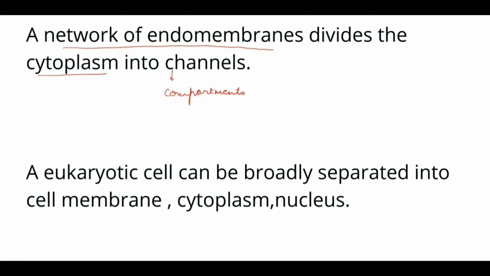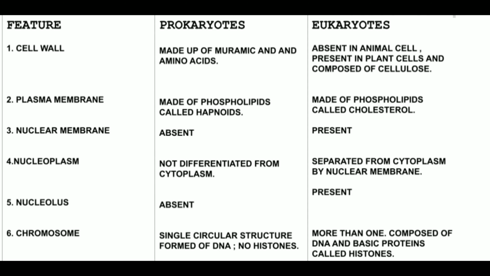And a eukaryotic cell can be broadly separated into cell membrane, cytoplasm, and nucleus, whereas in the case of prokaryotes, it is broadly separated into cell membrane, cytoplasm, and genetic material. In that, there is no nucleus present, which we need to keep in mind. Moving on, let us know the differences between prokaryotes and eukaryotes.